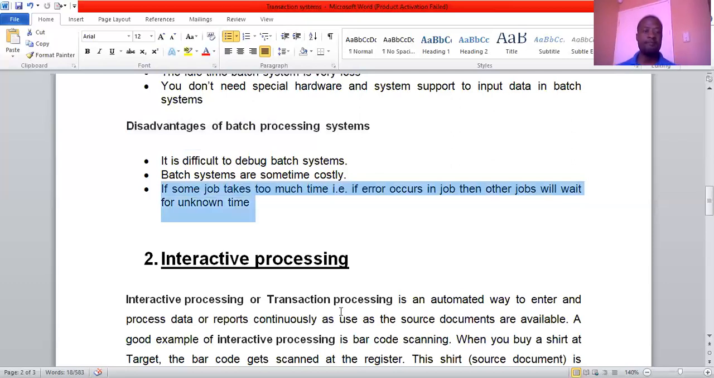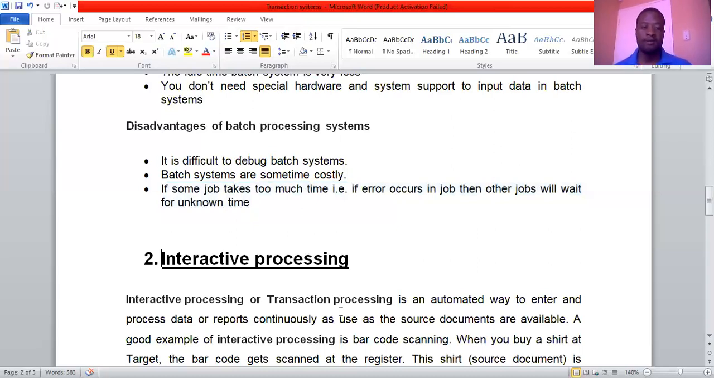The next one is if some jobs take too much time. For instance, if an error occurs in a job, then other jobs will wait an unknown time. So if the first job is being processed and has some errors, it will also delay the other jobs that were queued, that were standing in line, for an unknown time. So it actually disturbs the whole processing process, because they have to wait for an unknown time. They don't know for how long they should wait in the queue to be processed. So that's actually one of the disadvantages.